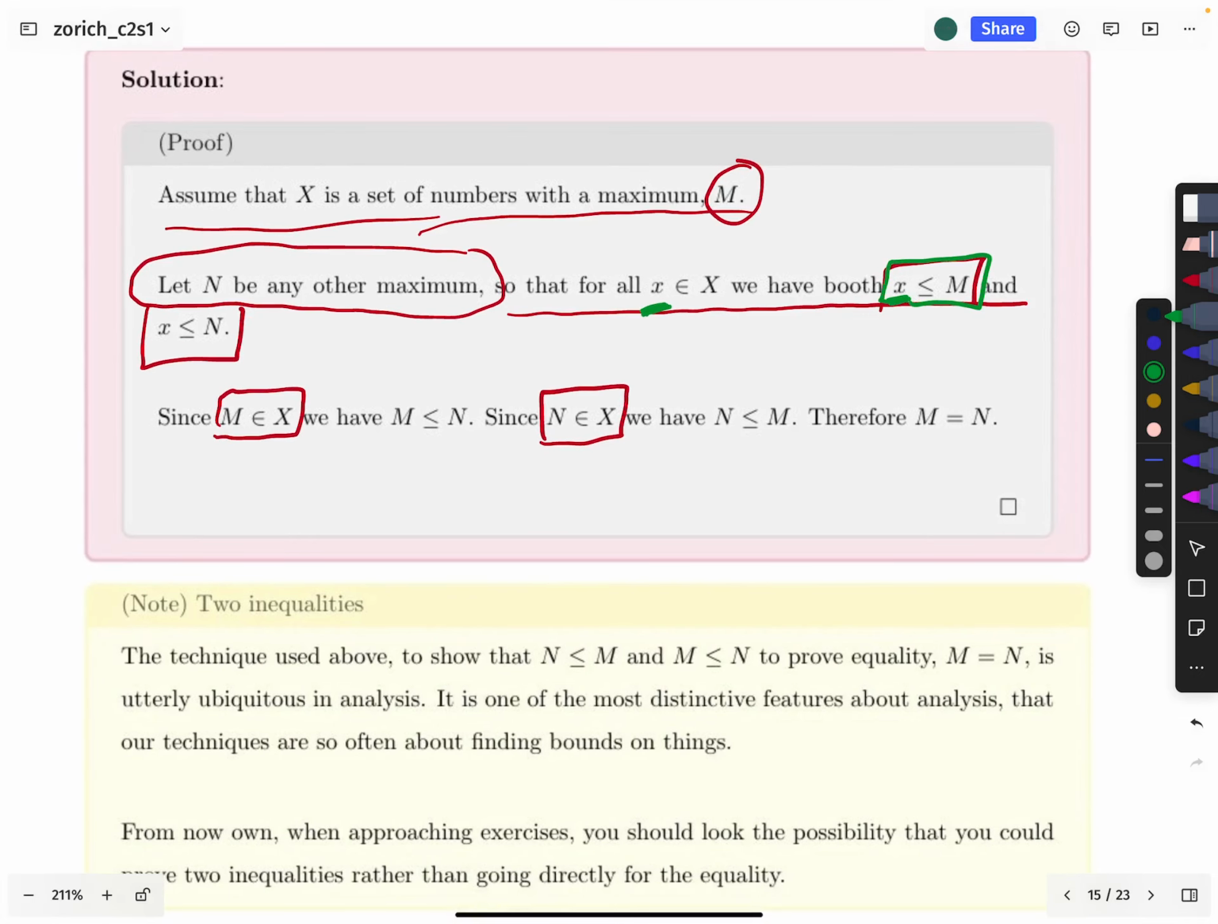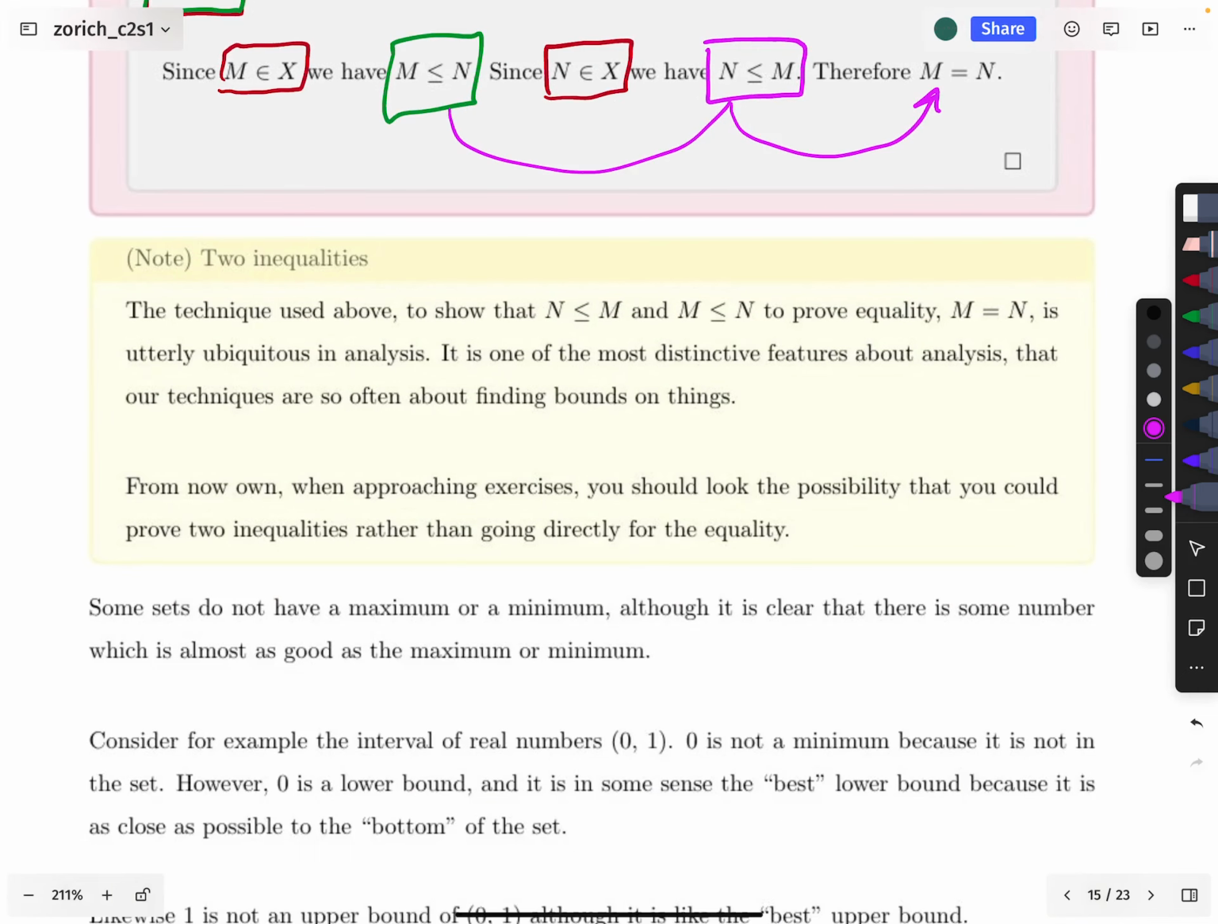So if we take this version and we set x equal to M, we get this. If we take this version and set x equal to N, then we get this. And then when you put these two together, you get equality by the linear ordering axiom.